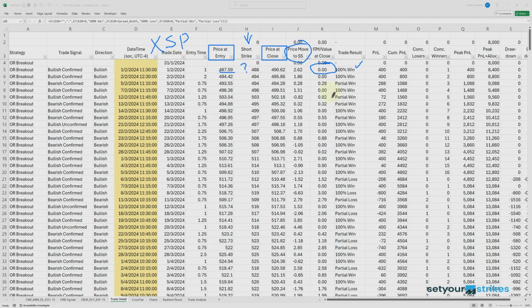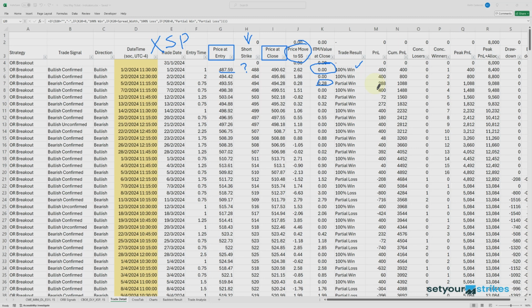If we have a partial win like this one here, 28 cents, this was a bearish trade. The price moved up, which was not good for a bearish trade, so we are 28 cents in the money, and it's going to use that 28 cents.